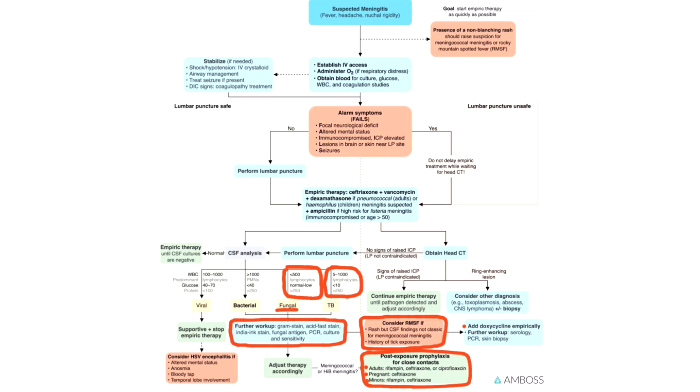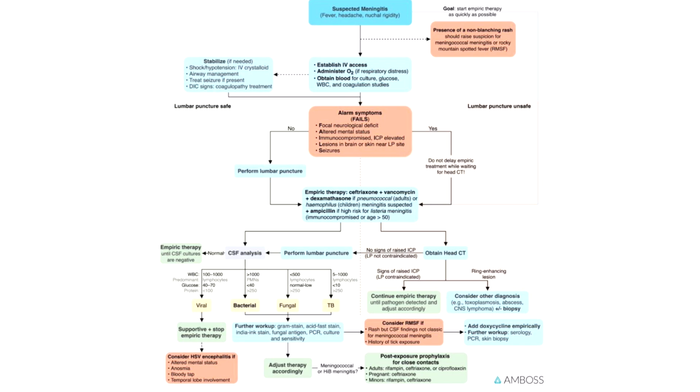Okay, let's go back to the CSF analysis results one more time. So if the white blood cell count is between 100 and 1,000, with predominance of lymphocytes, and the glucose is between 40 and 70, and the protein is low, this is when you're thinking about viral meningitis. So you've treated your patient empirically with antibiotics, which was smart. The CSF comes back. This is predominantly lymphocytes. The glucose is in this range and the protein isn't super high. I'm now thinking it's viral.